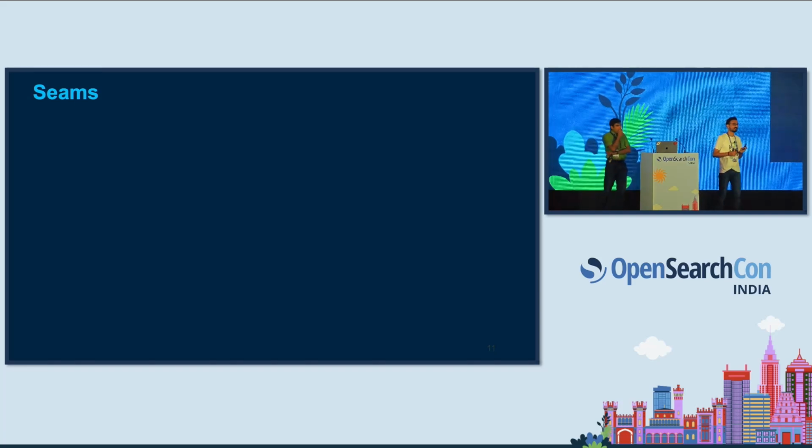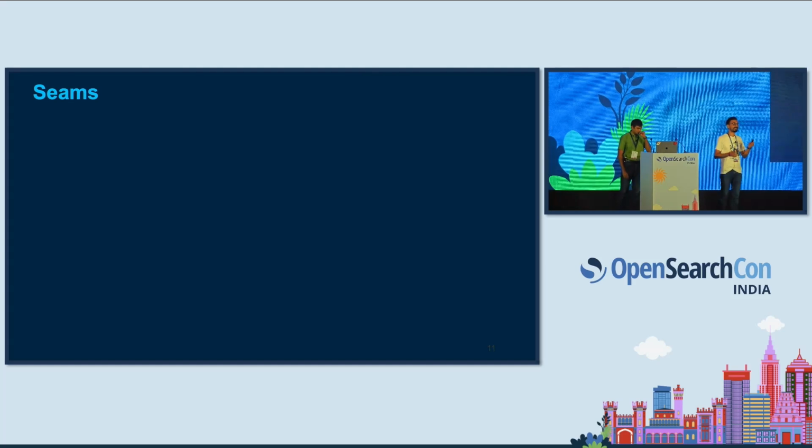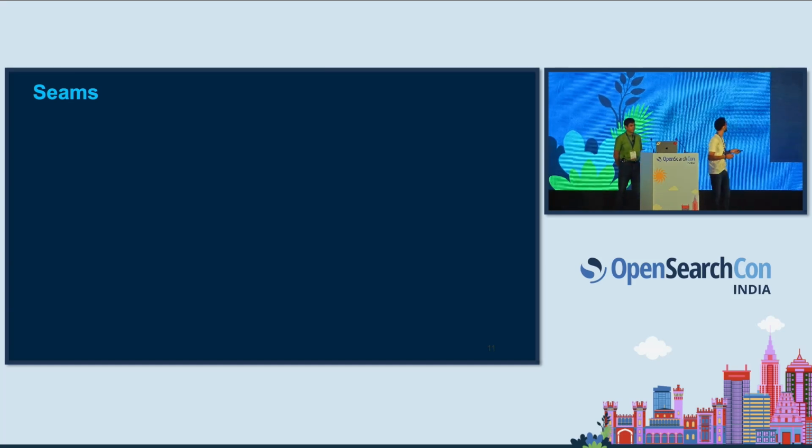So at this point, we understand why we need storage compute separation in OpenSearch. Now let's take a look at how we build it. Going back to the Strangler fig analogy that we used, a seam represents a major building block that we introduce in the system without changing the system that much, right? So what are the different seams that we implemented? The first seam is replication strategy.